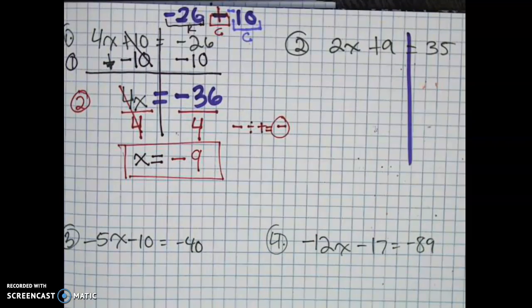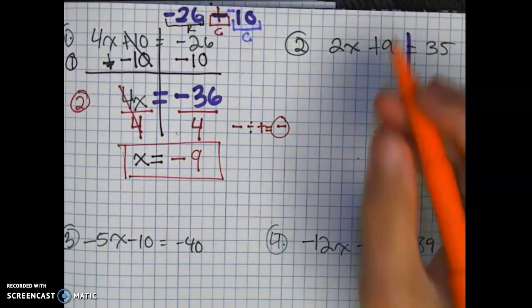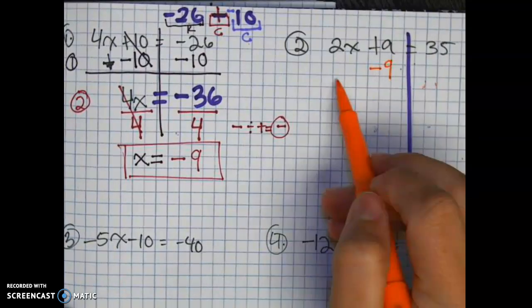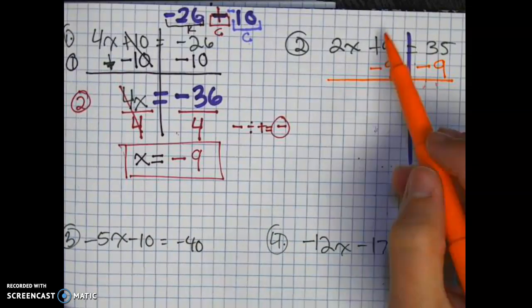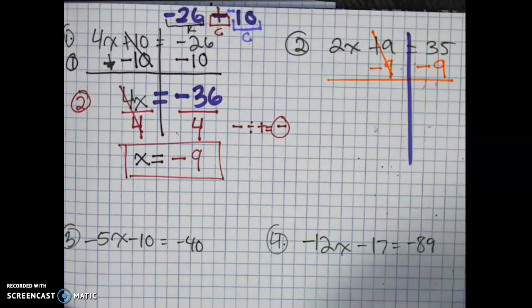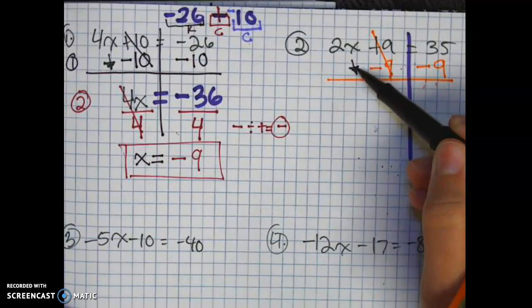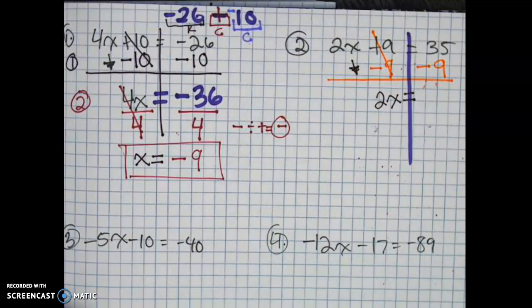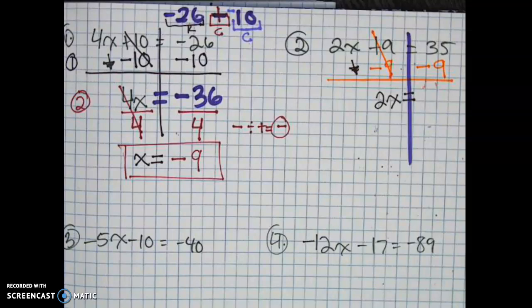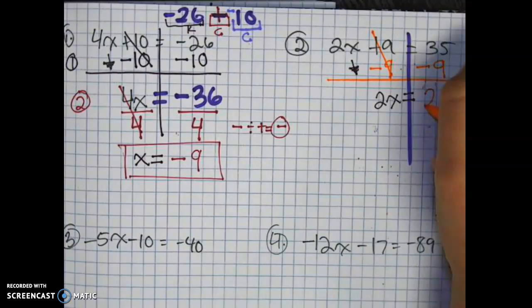Now I need to isolate 2x by getting rid of that 9. So what I'm going to do is the opposite of that 9, which is negative 9, or minus 9. So I'm going to subtract 9 from both sides. These are going to cancel. All I'm left with is 2x on the left side. 35 minus 9. What is 35 minus 9? 26. Yep, 26.